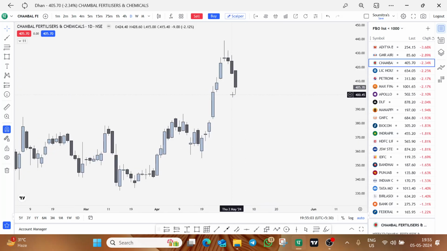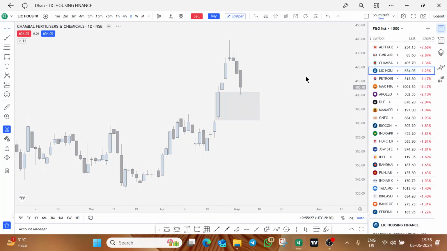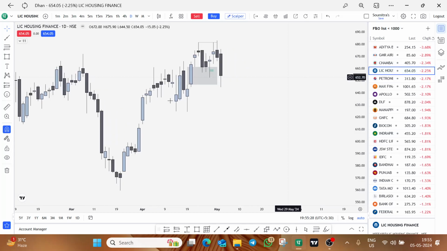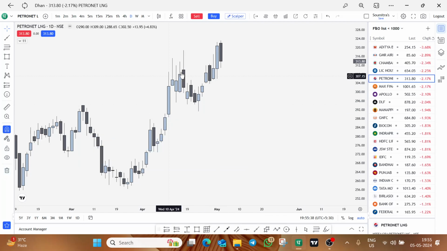In Chambal also we don't know because it is already inside this bullish fair value gap. So price has the option to either pierce this bullish fair value gap up to its 50% level, or it can create a bullish candle from here directly. So we don't know what is going to happen. LIC Housing is also not clear. Petronet, this is also quite unclear.